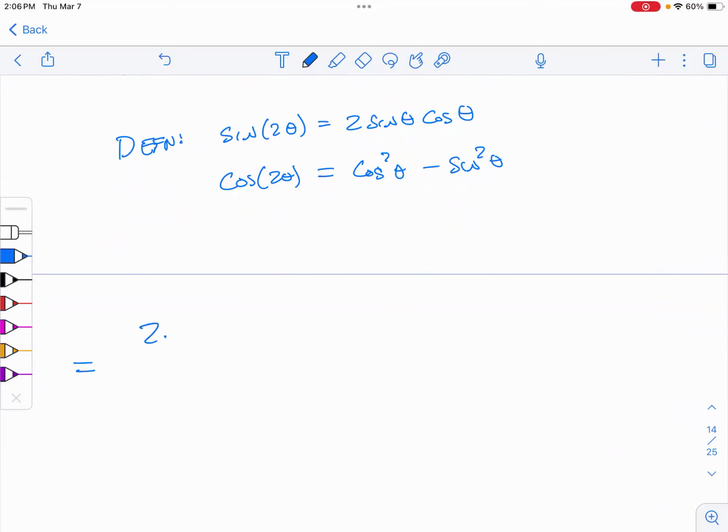So that one becomes 2 times sine 2 theta all over cosine 2 theta. Sine over cosine is, of course, tangent. Oh, look at that. That was beautiful.